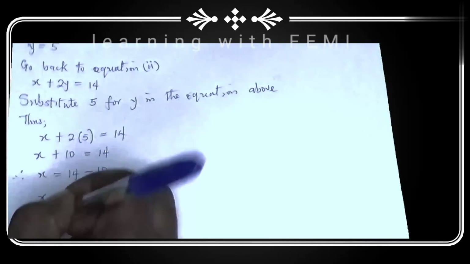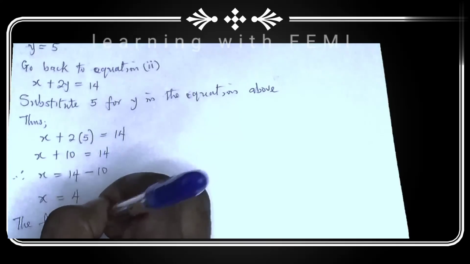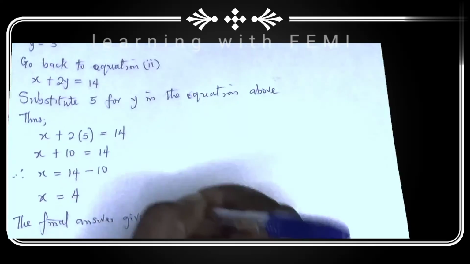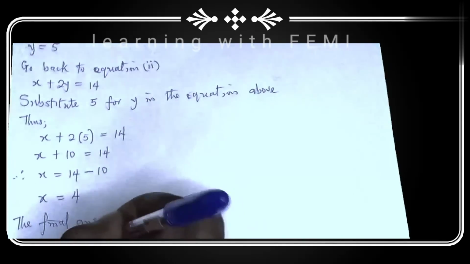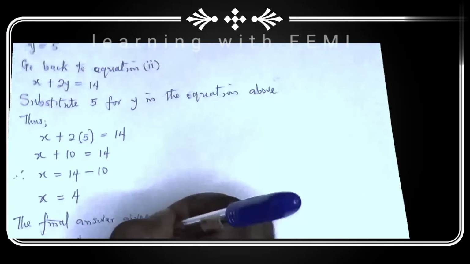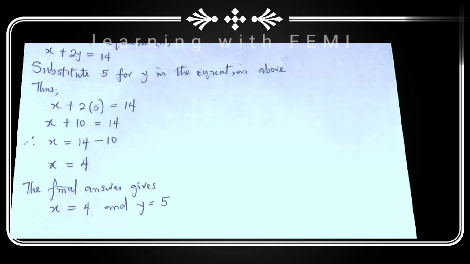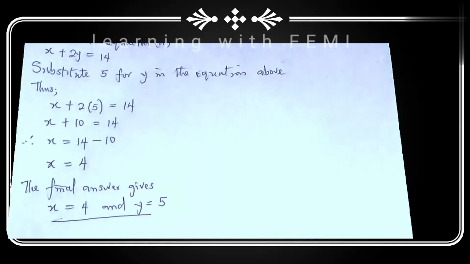The final answer here gives x is equal to 4 and y is equal to 5. Meanwhile, if you wish, you can go back to the value that we got as y is equal to 31 over 5 and use it to find the other value of x. But for the level at which we are running this mathematics question now, we are satisfied with the answer that we got. Thank you very much.